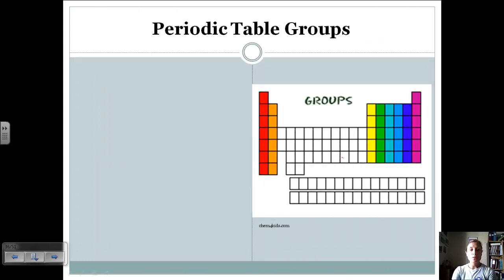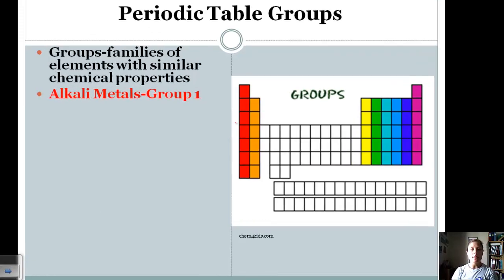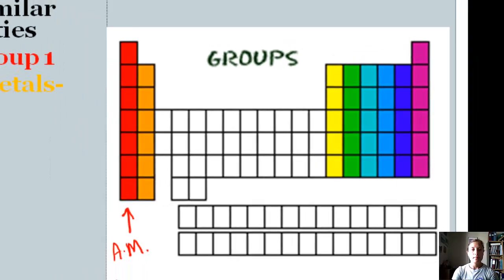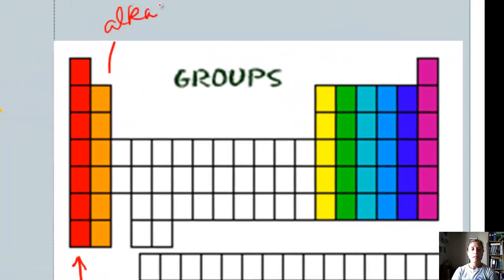Okay, so we talked about these groups and similar chemical properties. Some of these groups have specific names. The first group that we're going to discuss are the alkali metals. And so the alkali metals are group 1. Then we've got the alkaline earth metals, and those are considered to be group 2.